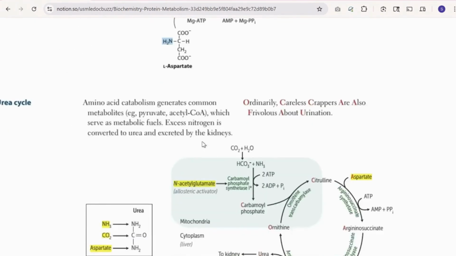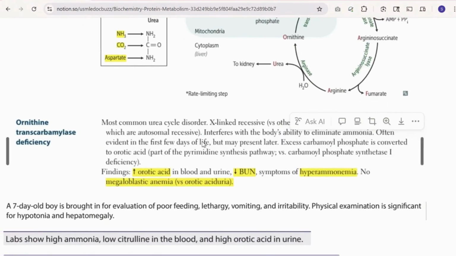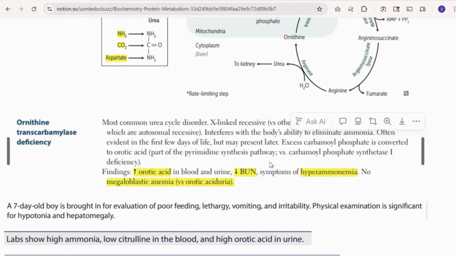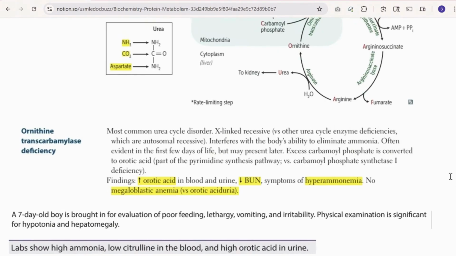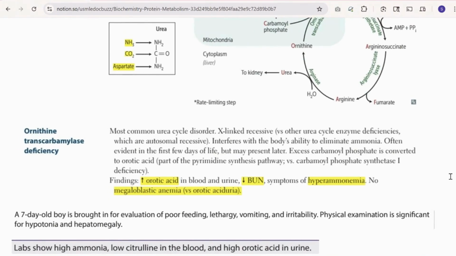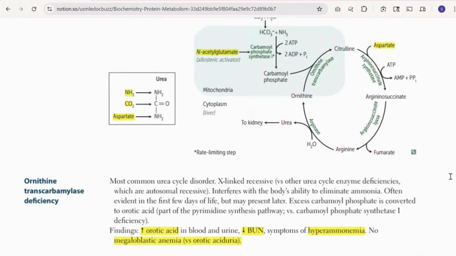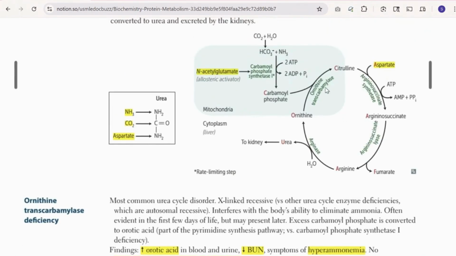Now that we understand this, let's look at some of these deficiencies and the things they like to ask you about. Okay, first thing is called OTC deficiency, and this is one of the major ones. You may not see the other types of urea cycle disorders, even though there are many. This is the main one that they want to talk about. Okay, so ornithine transcarbamylase deficiency.